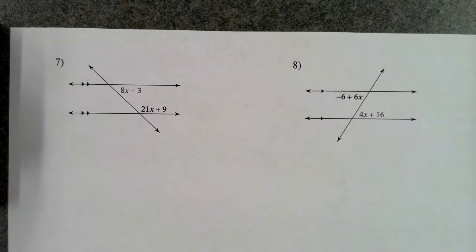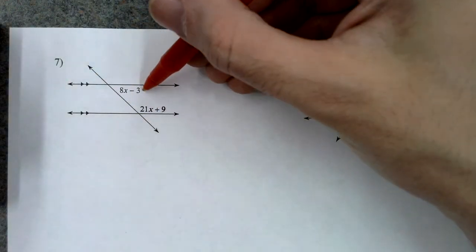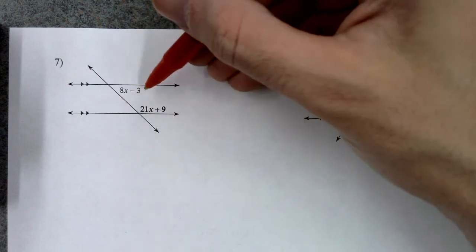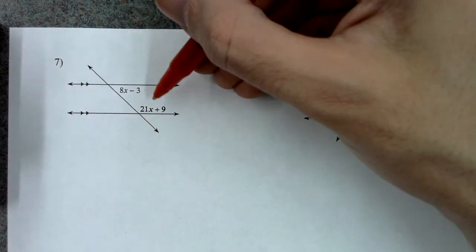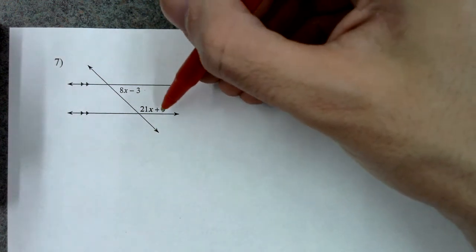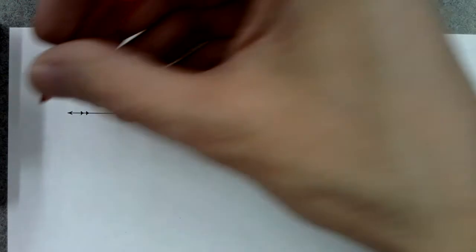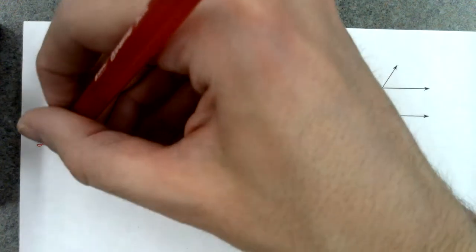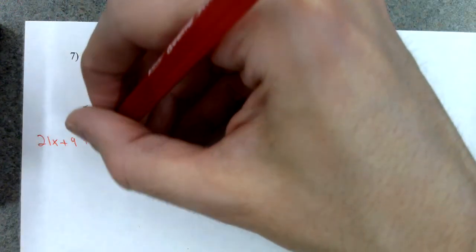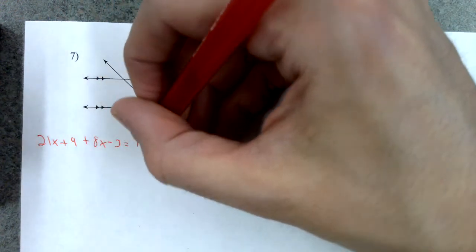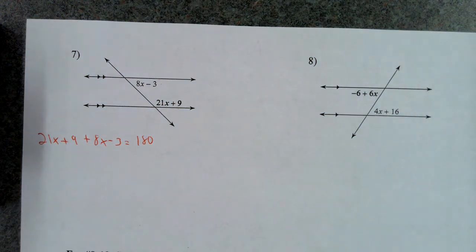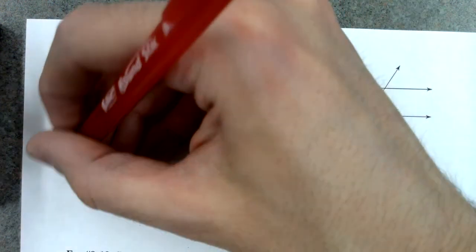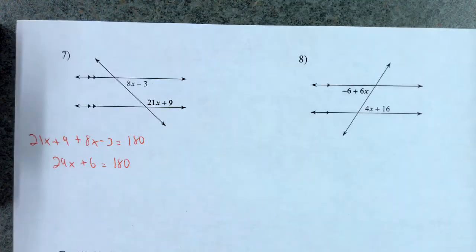Numbers 9 and 10, same directions. You have to find the measure of the angles. Okay, so these two angles, these are same side interior angles. That means that they are supplementary because the lines are parallel, so they have to add to 180. So 21x plus 9 plus 8x minus 3 has to equal 180. Combine like terms, 29x plus 6 has to equal 180.